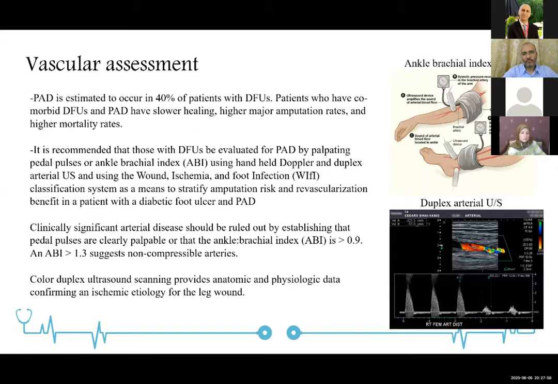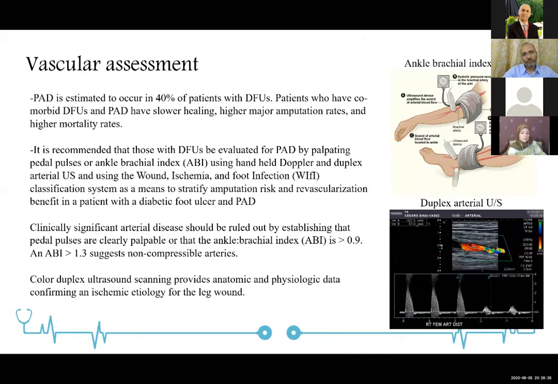Vascular assessment. Peripheral arterial disease is estimated to occur in 40% of patients with diabetic foot ulcers. Patients who have comorbid diabetic foot ulcers and peripheral arterial disease have slower healing, higher major amputation rates, and higher mortality rates.